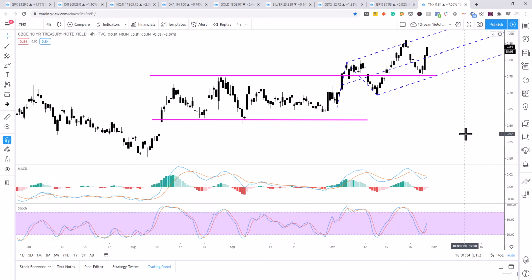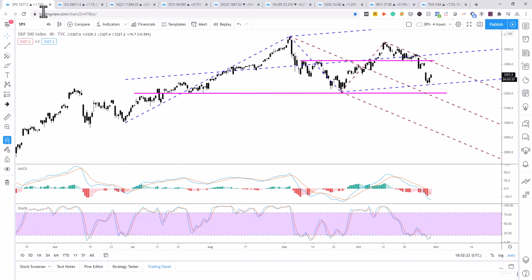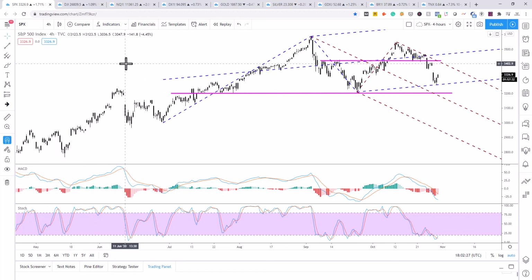Interest rate in the 10-year, big moves this week, continuing today. So yes, a lot of movement in the markets today, or this week actually. And of course we've got the election coming up shortly, so it's not surprising that people are nervous, investors are nervous.